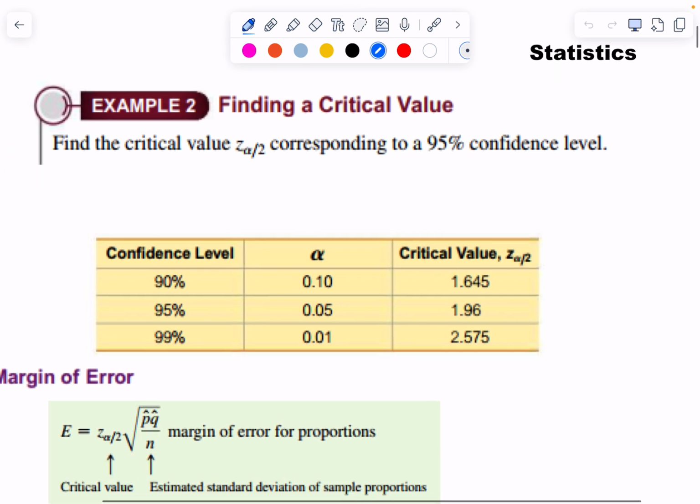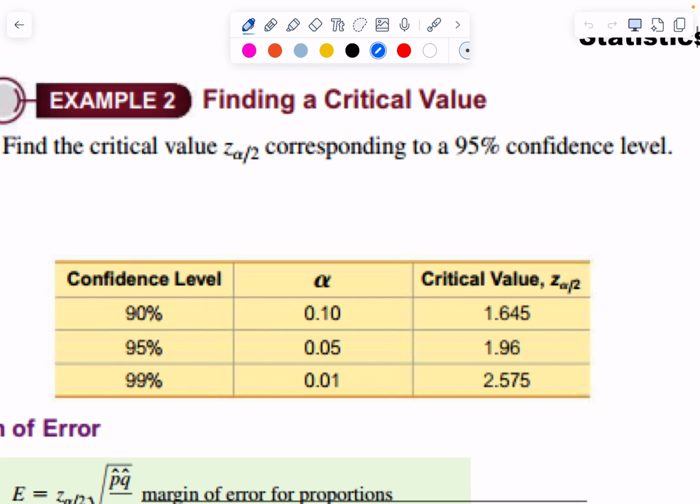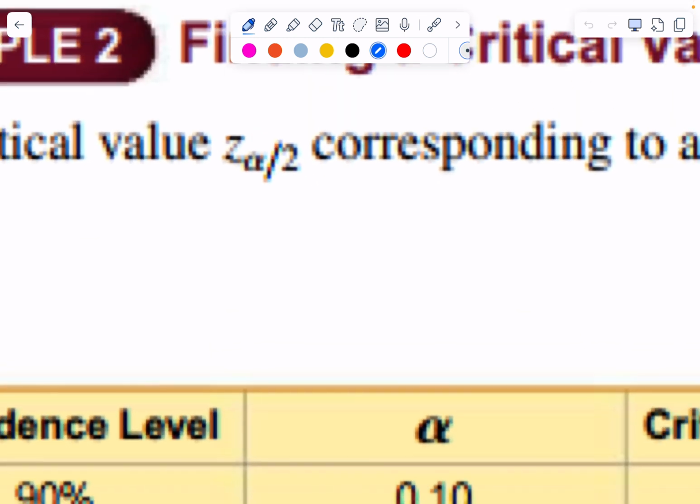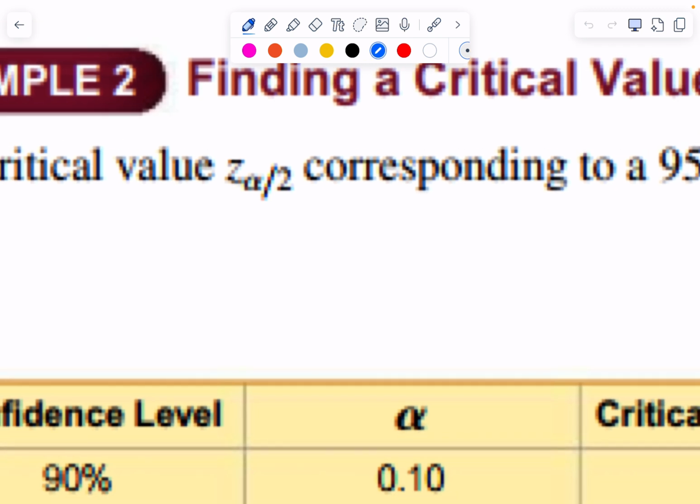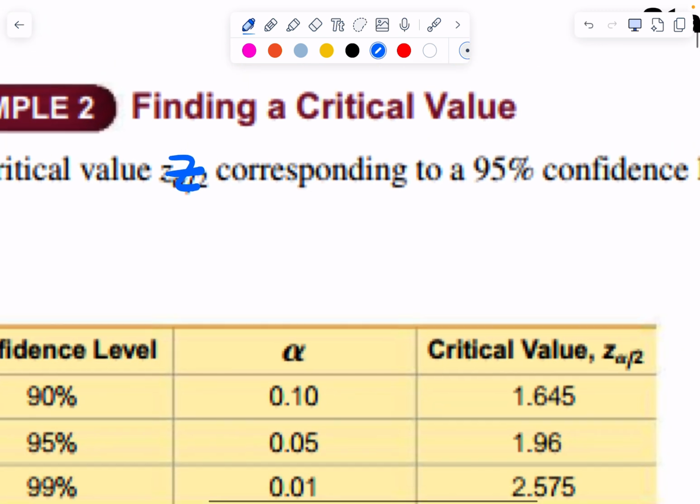Okay, on example 2, find the critical value that corresponds to 95%. Now, they call this a Z of alpha over 2. Don't worry about the alpha over 2 part. Just worry about it being a Z. They want to know the Z score for 95%. Now, here's the deal.